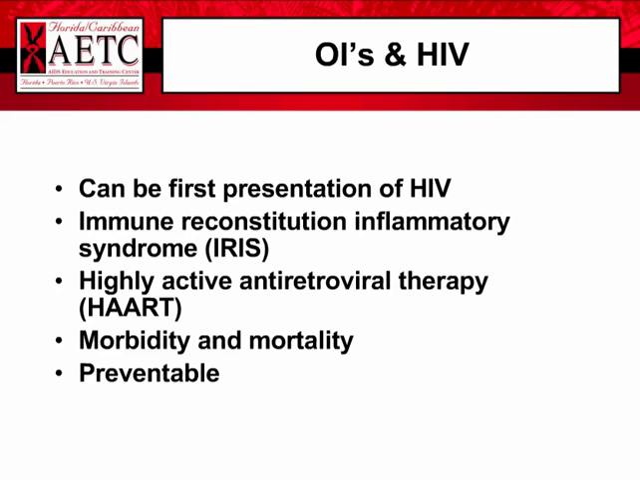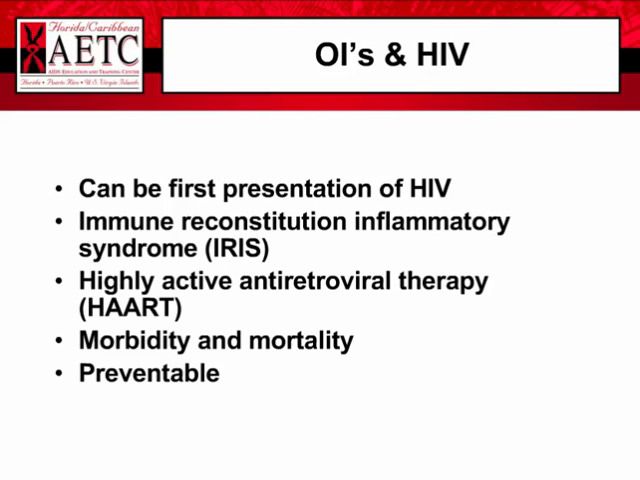So, OIs and HIV. Opportunistic infections can be the very first presentation of someone having HIV. They can also be associated with immune reconstitution inflammatory syndrome, abbreviated IRIS, and we'll talk about that more on the next slide. The next point here is about highly active antiretroviral therapy: it's important to know that when we treat certain OIs, we also have to be careful of drug-drug interactions. Certain specific drugs that we treat OIs with can interact with the drugs that we treat the HIV with.